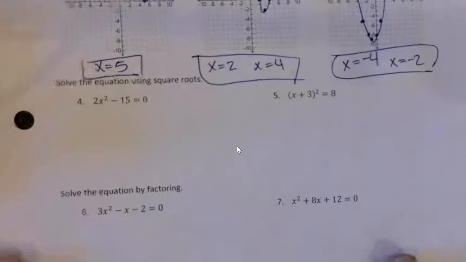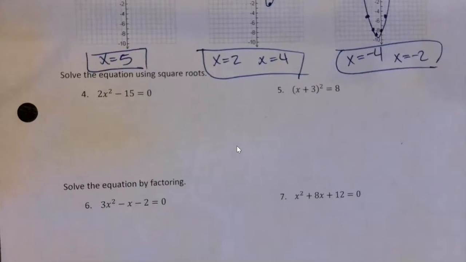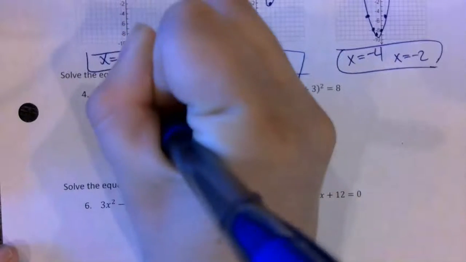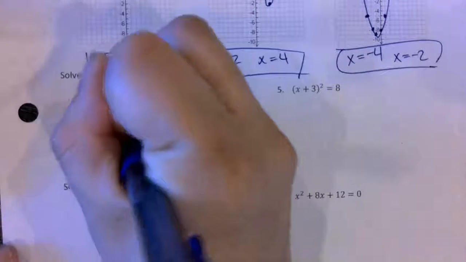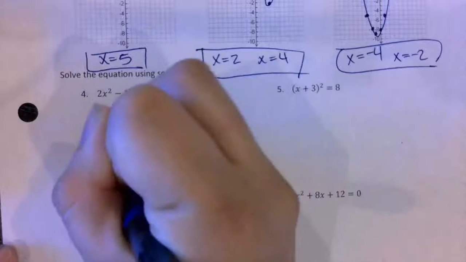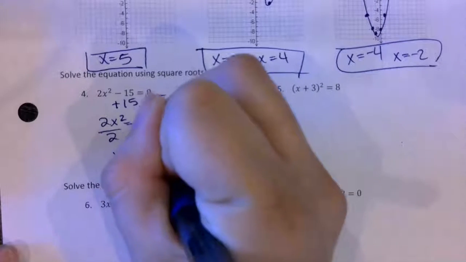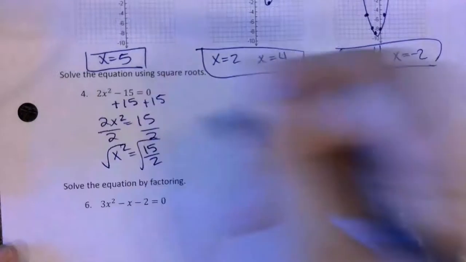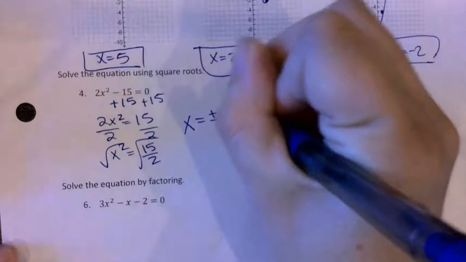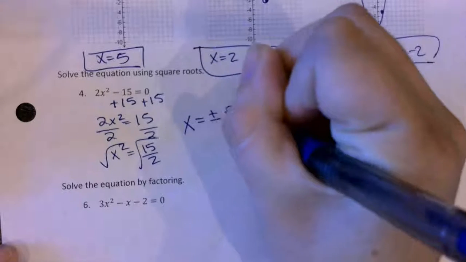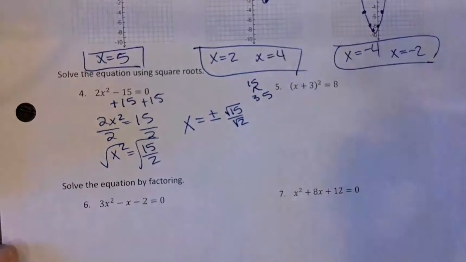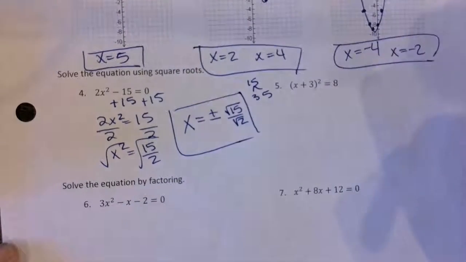Okay, this one wants me to solve using square roots, so what I want to do is first get everything alone. I want to get the variable alone, so I'm going to add 15 on both sides. I have 2x squared equals 15. I divide both sides by 2. I get x squared equals 15 halves. I go and take the square root of both sides. Since I took the square root, it's going to be plus and minus. And then the square root of 15 over the square root of 2. I can try my factor tree, but it doesn't work, so it just stays radicals.